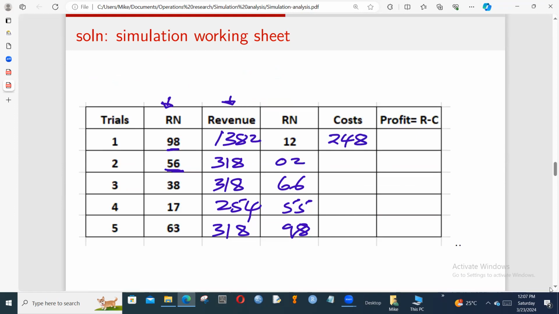We see that? So let's also fill that column for cost. Let's complete this column as well.